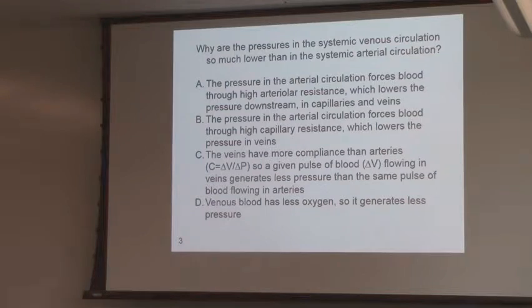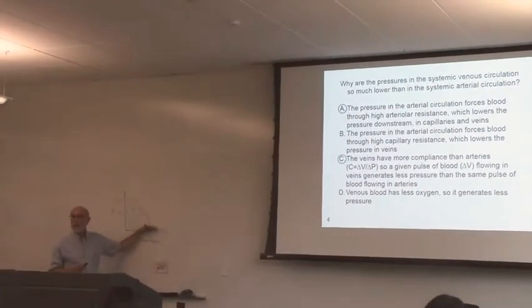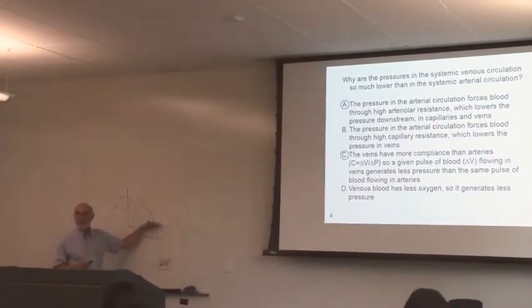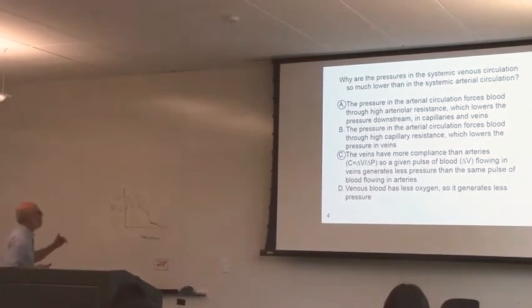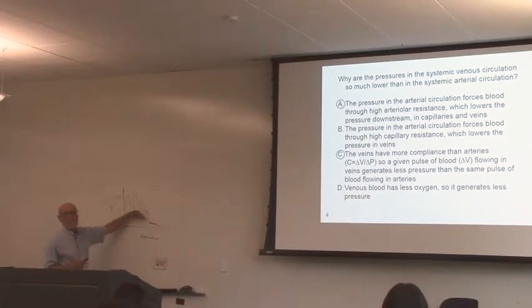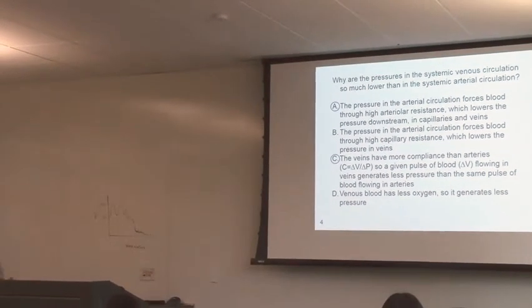Let me show you the answer, and then let's talk about it. Many of you got A as the correct answer. The pressure in the arterial circulation forces blood through the arteriolar resistance, and that's what lowers the pressure downstream. So A is a correct statement. The drop in pressure is over arterioles, not over the capillaries. So B is incorrect because there is not a high capillary resistance.